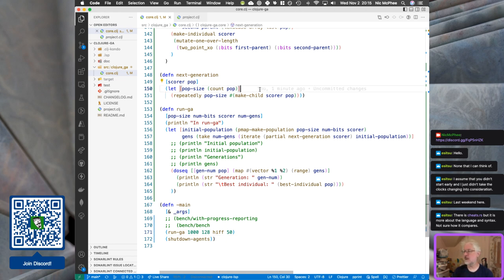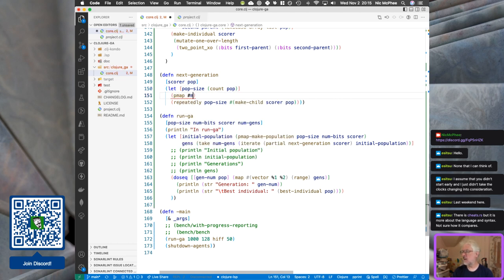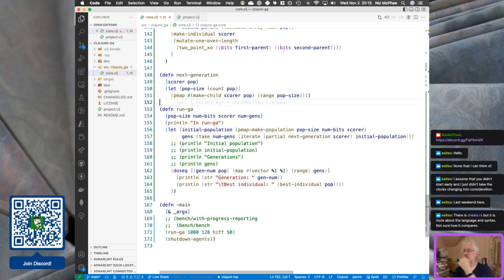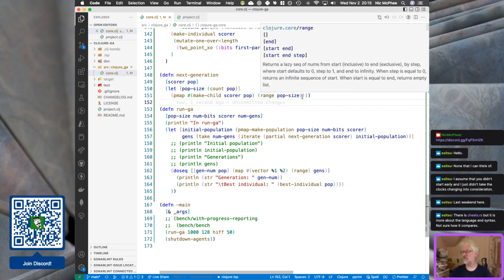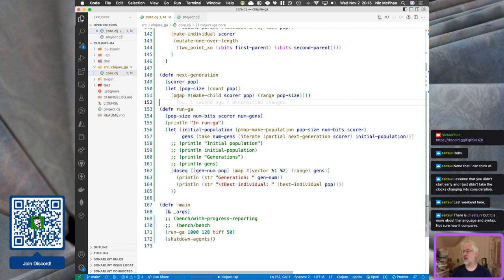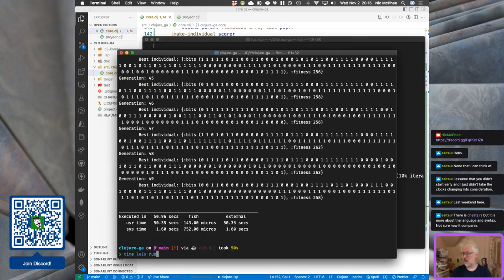So PMAP, so actually we basically want PMAP make child score pop cross range pop size. So that's gonna make a child for every element of this range. It's gonna call this function, which ignores its argument, but we don't care. And it'll do that in parallel. And so now this should spin up all my cores. Might mess up the stream a little. Fingers crossed that won't be an issue.